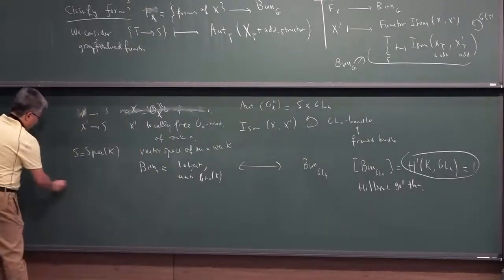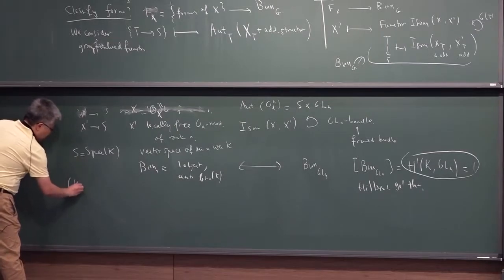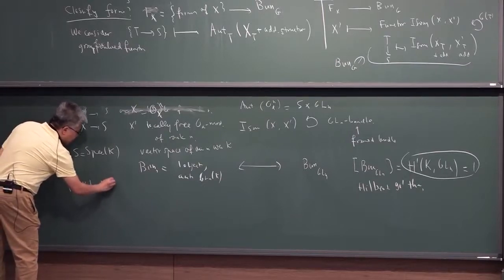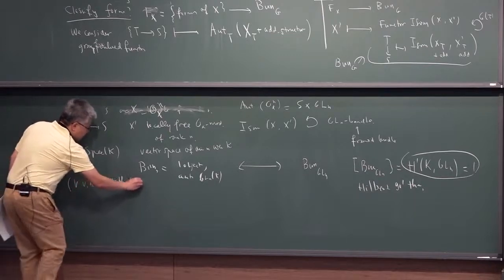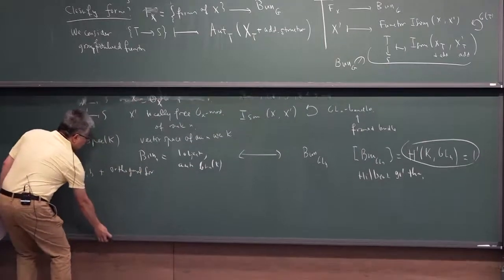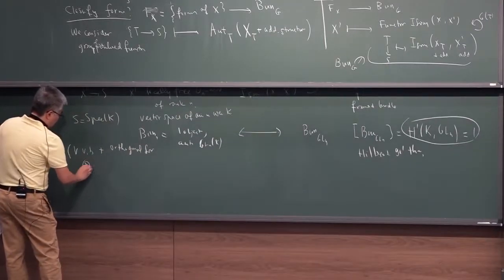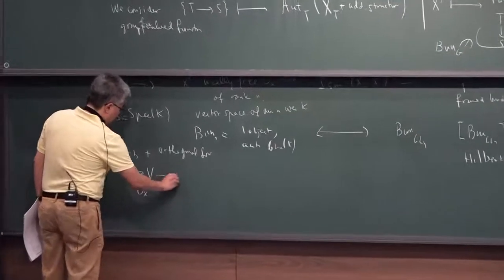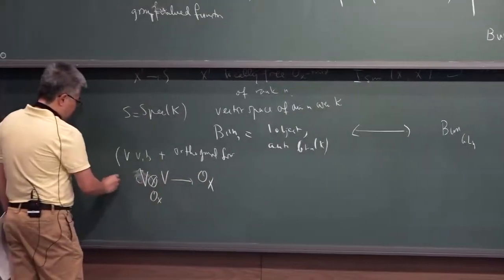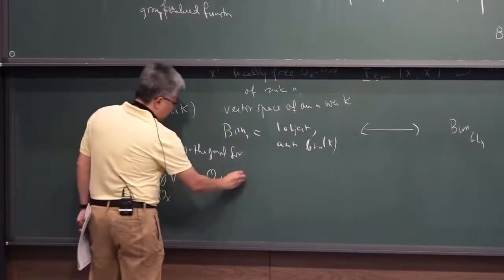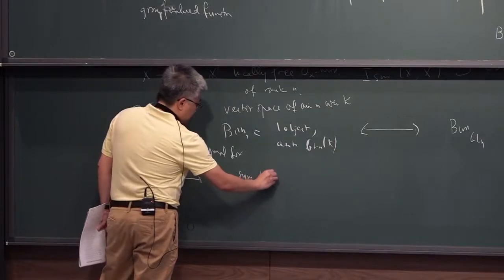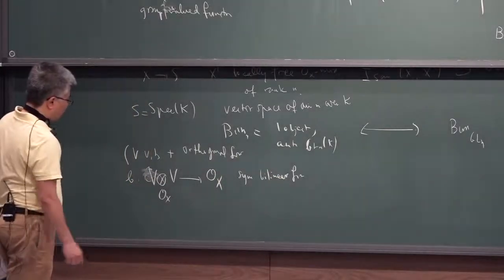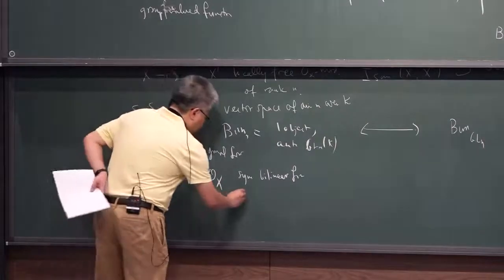You can use vector bundles V plus an orthogonal form, you see? An orthogonal form is just a linear map, an O_X-linear map from V tensor V over O_X into O_X, a symmetric V-linear map, which is nondegenerate everywhere.